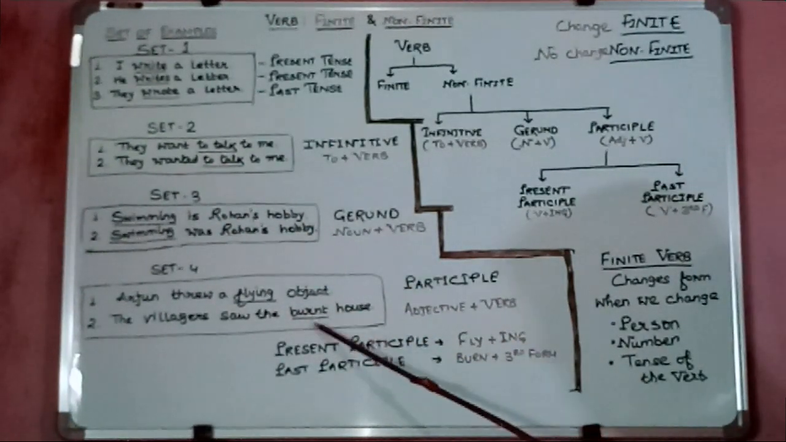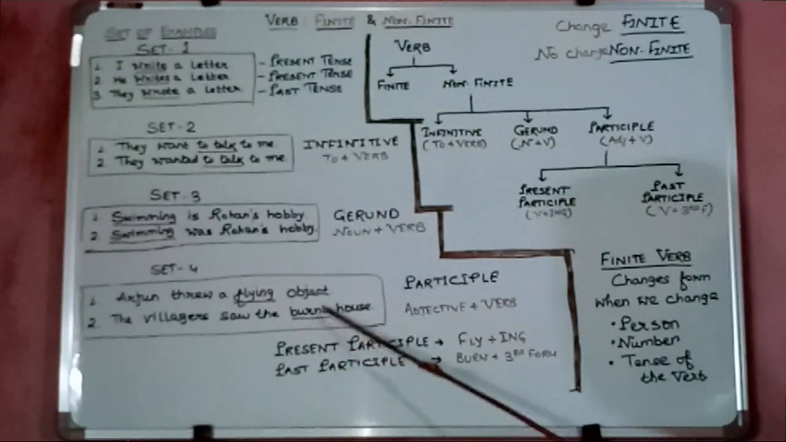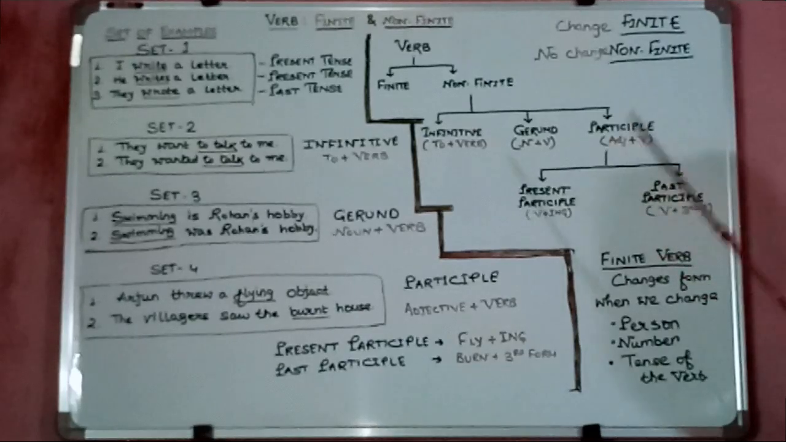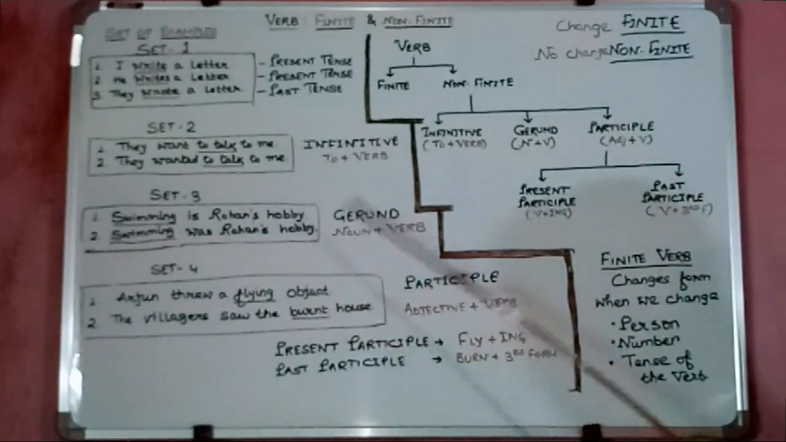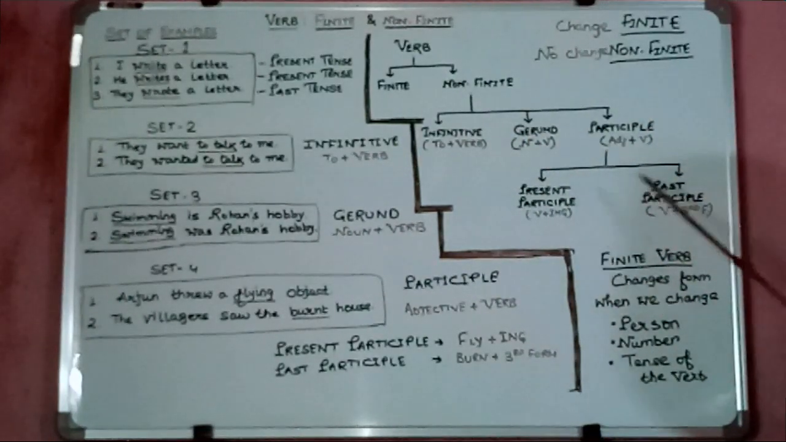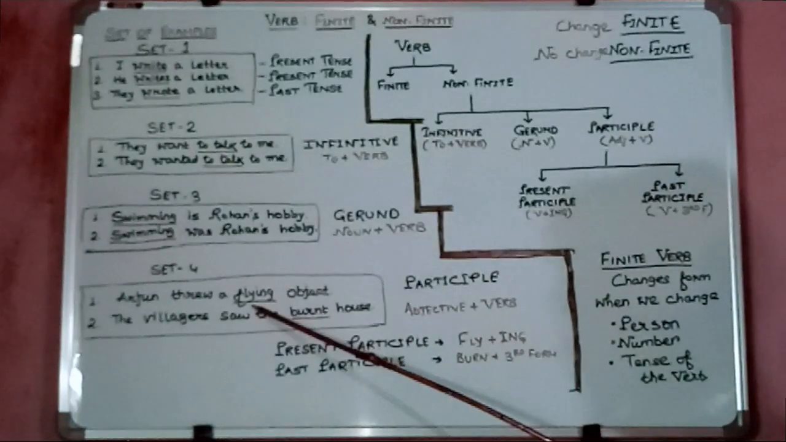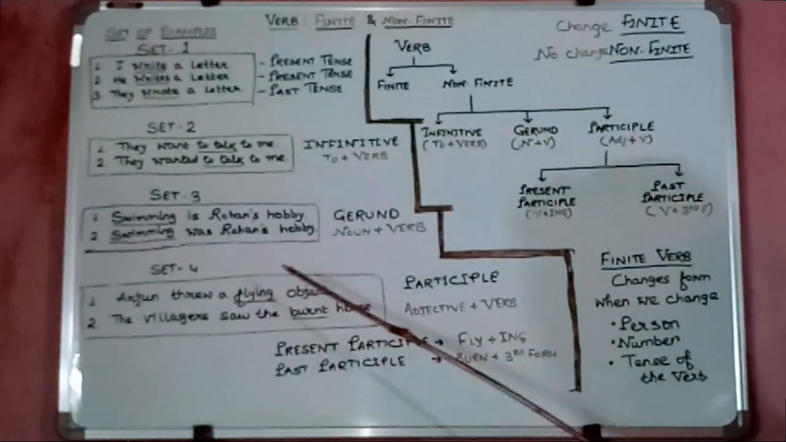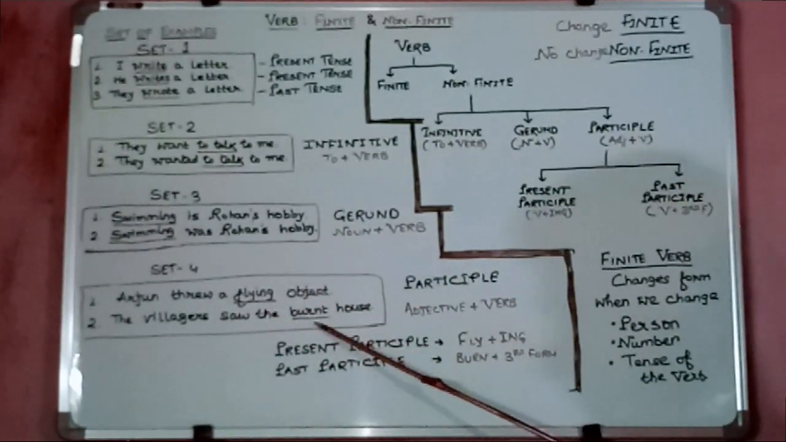But look at the second example of participle over here. The third form of the verb has been used. So obviously this is an example of past participle. Look over here, the third form of the verb. So what are the two kinds of participles? Present participles and past participles. Present participle will be an ing word, and past participle will be the third form of the verb.